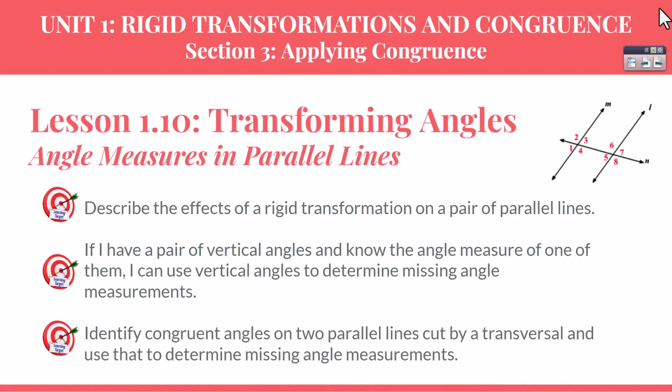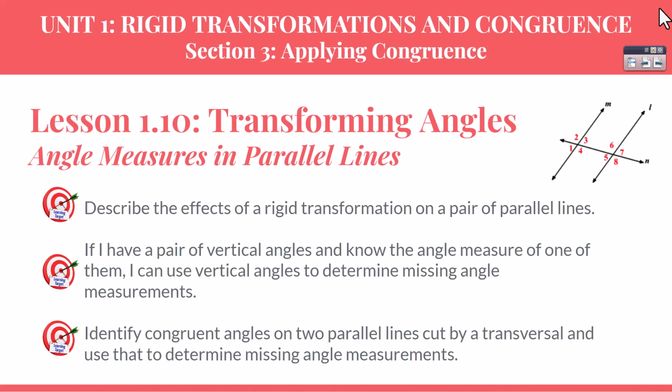Lesson 10, Transforming Angles. Angle measures in parallel lines. In this lesson, we'll describe the effects of a rigid transformation on a pair of parallel lines. Talk about how if I have a pair of vertical angles and I know the angle measure of one of them, I can use vertical angles to determine missing angle measurements.